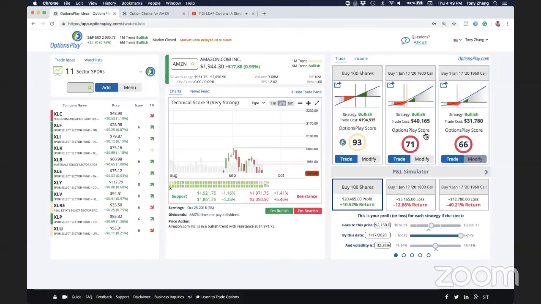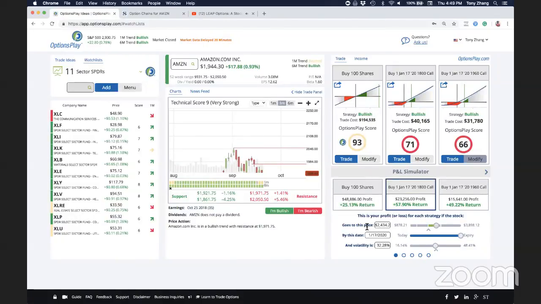So in my opinion, this is a fairly expensive call option. Not necessarily great if you're just mildly bullish on an individual stock. This really requires a fairly large move in the underlying stock. So let's say the stock moves 25% higher to roughly 2,400 or so.